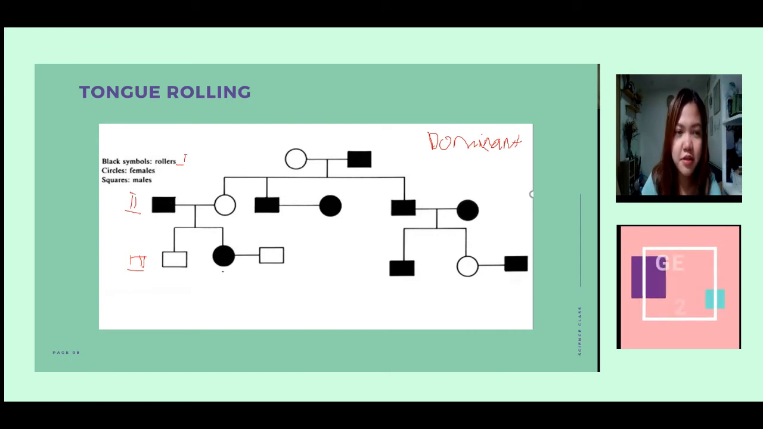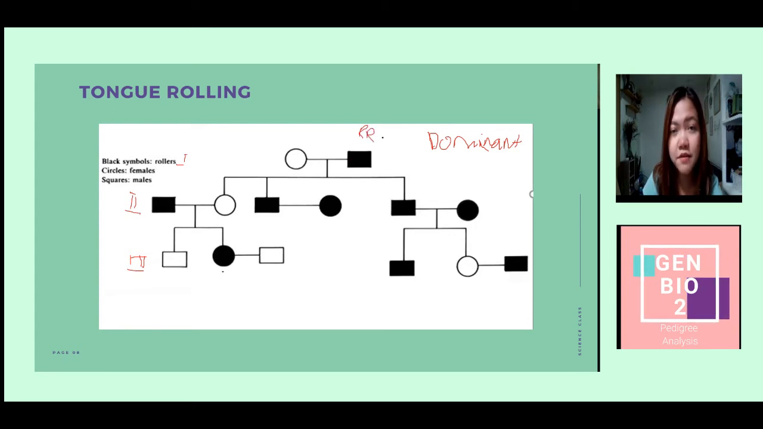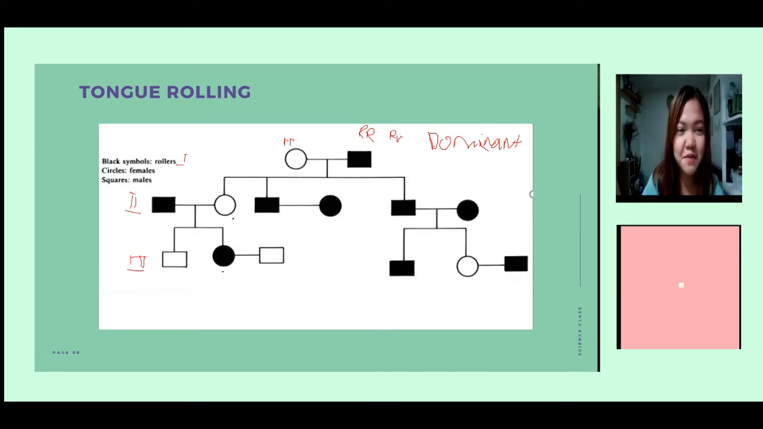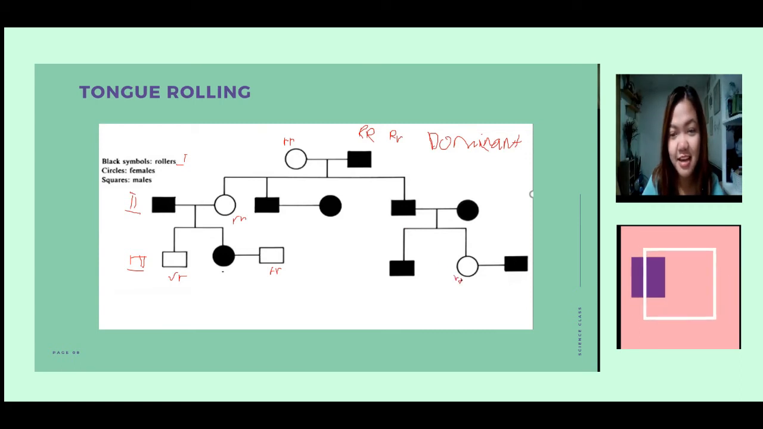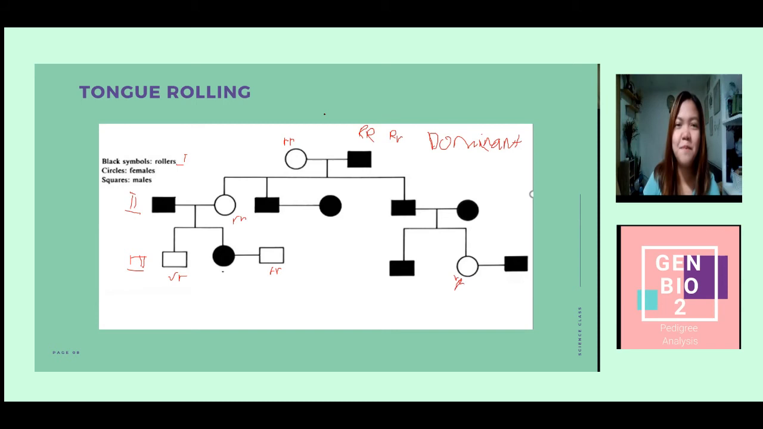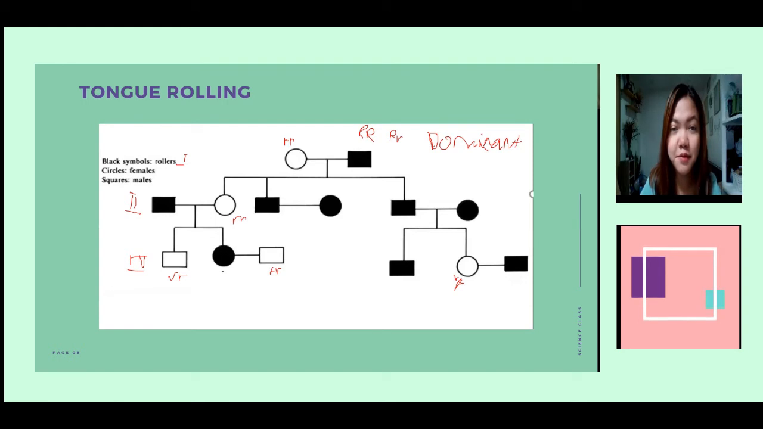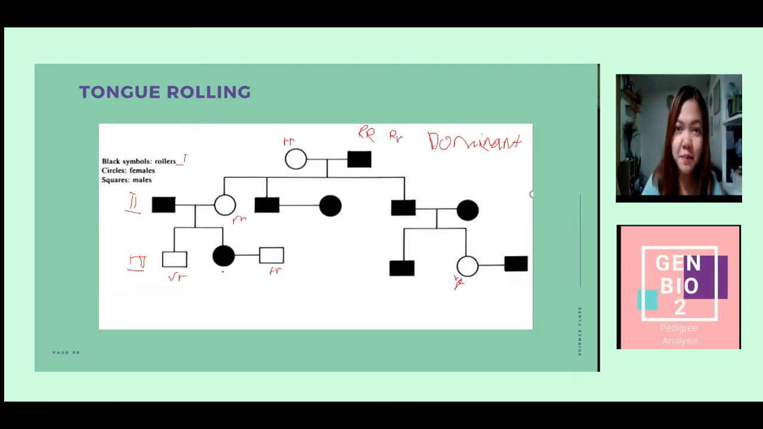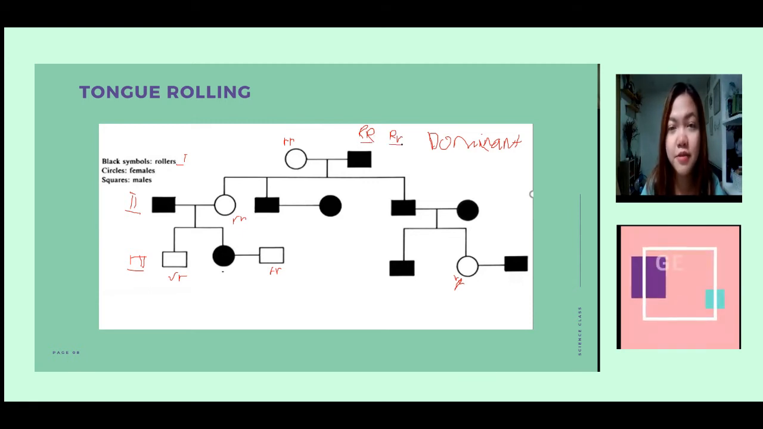Siyempre hindi tayo mag-start dito sa mga affected individuals kasi the affected individuals could either be homo-recessive, homo-dominant, or heterozygous. So para mas madali, start tayo sa mga recessive individuals or unaffected kasi you can be sure na dalawang recessive. Okay. Now, the dilemma is, para malaman natin kung ano genotype nito sa first generation. So, it could either be like this, big or small.